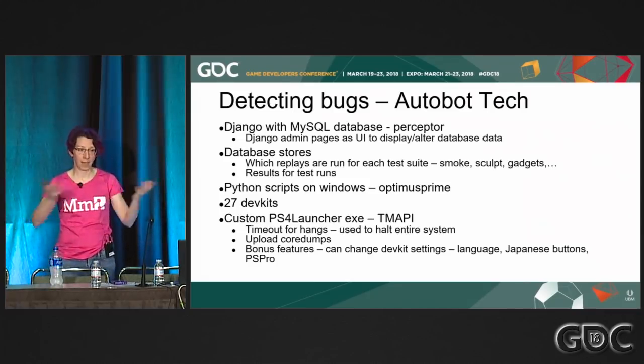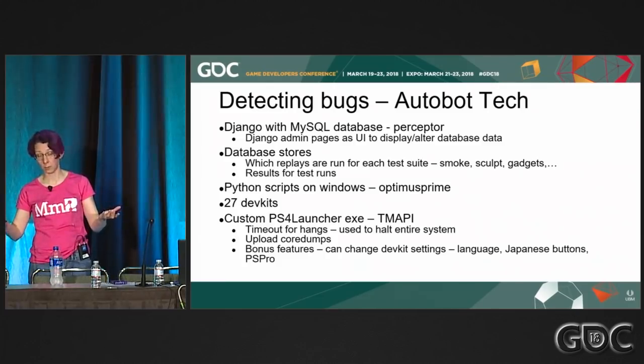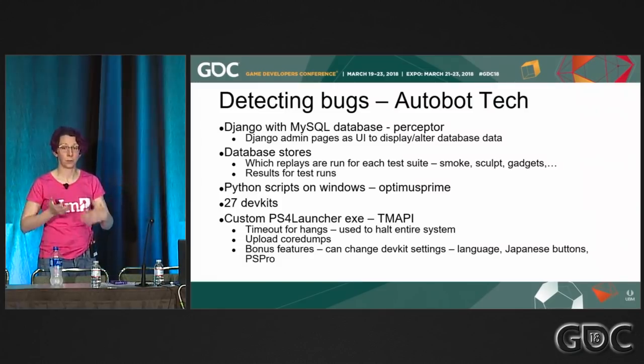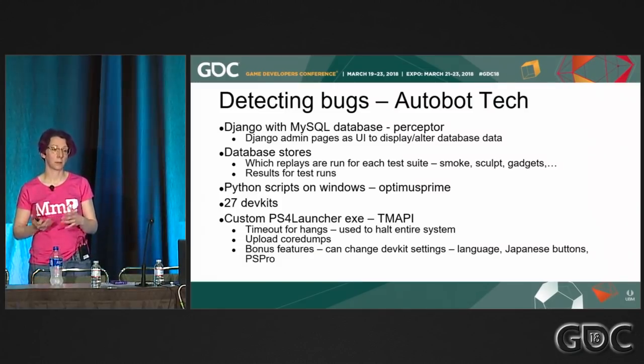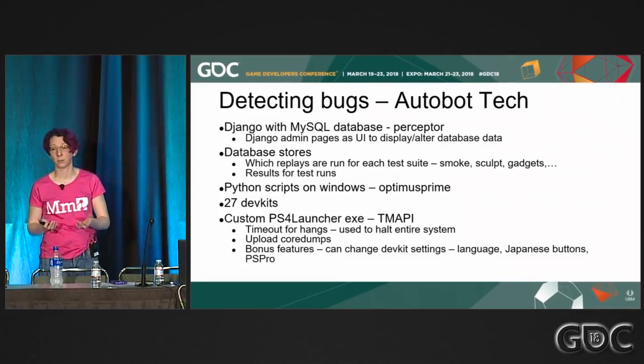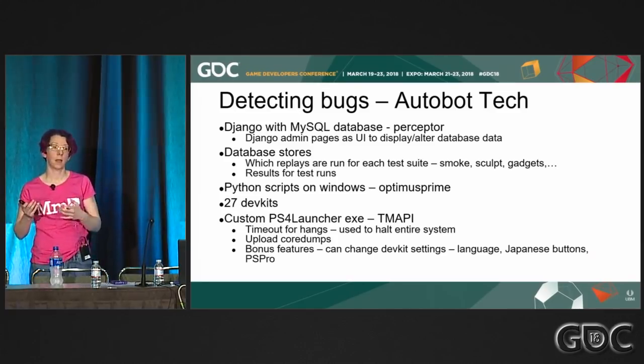So you could hang all of the dev kits, and eventually the overall timeout would time out, but then most of your tests hadn't run, and you didn't get very useful results. So we replaced Orbis Control with our own PS4 launcher. There's a Target Manager API that we used from Sony, which you can use to launch builds on your dev kit. I wrote some timeout functionality in the launcher.